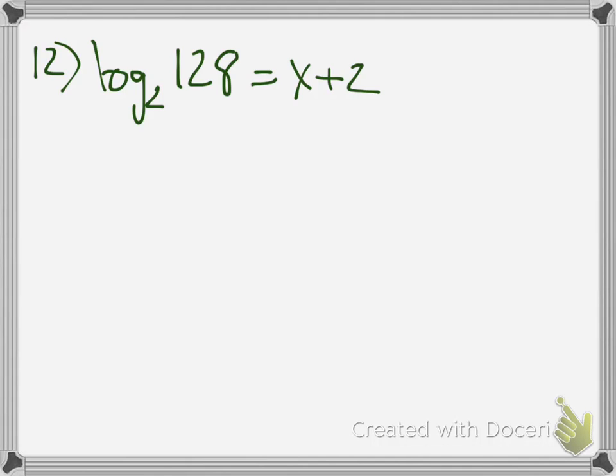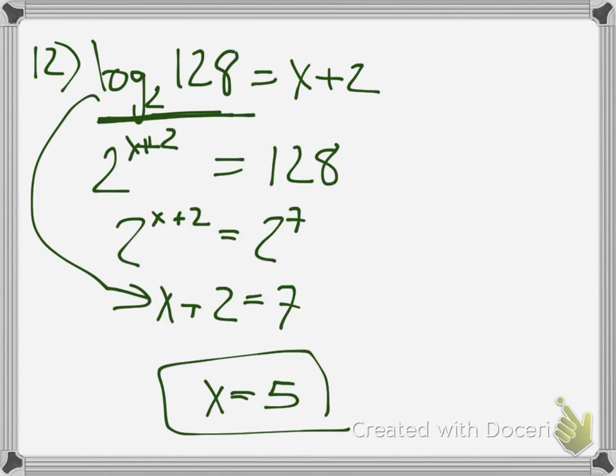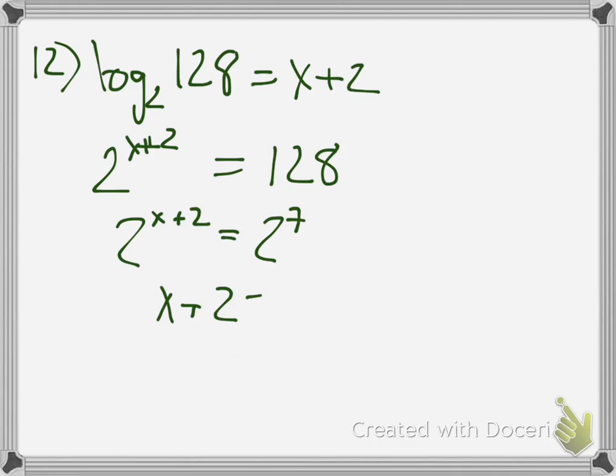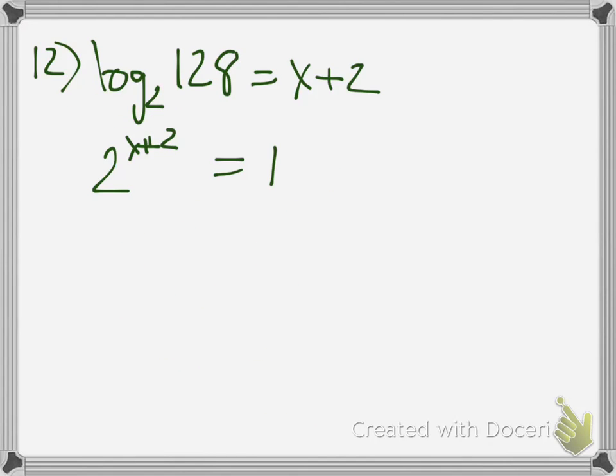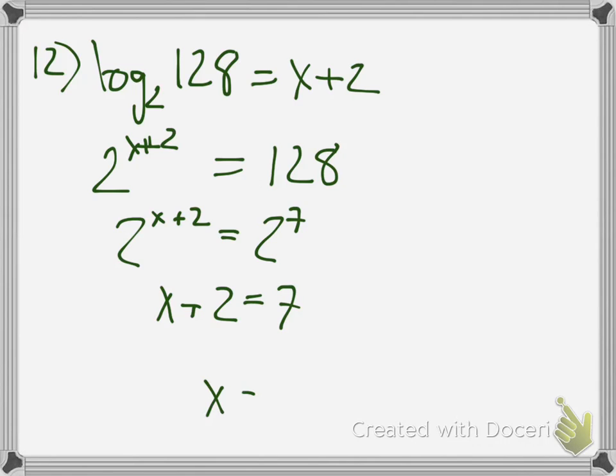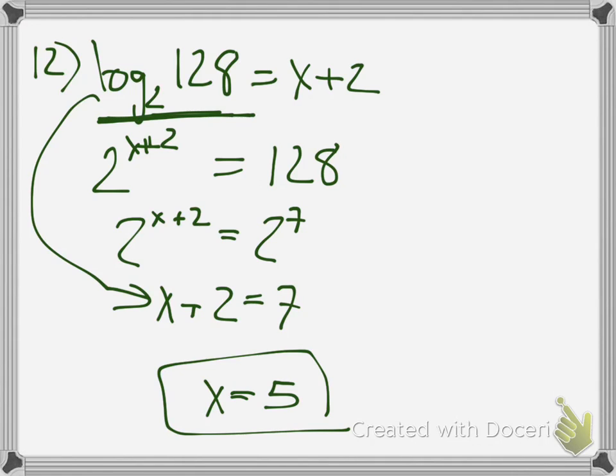So here's another one. Okay, so that's a 128. Don't know why I said 129. Log base 2 of 128 equals x plus 2. So I'm saying 2 to the x plus 2 equals 128. 128 is 2 to the 7th. So now I'm saying x plus 2 equals 7. Then subtract, and you get x equals 5.